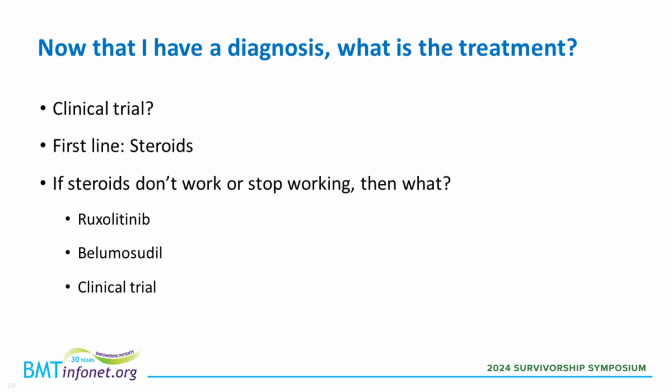So I always encourage a consideration of a clinical trial, if one is open near you, for your type of graft-versus-host disease. And if steroids don't work or stop working, then we'll talk about these next two agents, ruxolitinib and belumosudil. I do feel like I should say that there is another FDA-approved agent, ibrutinib, which I am not going to be discussing because it is not used commonly in practice as a go-to because of side effects. And then if steroids don't work, then also consideration of clinical trial.